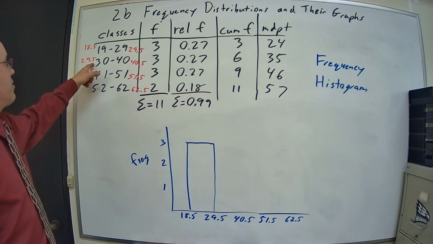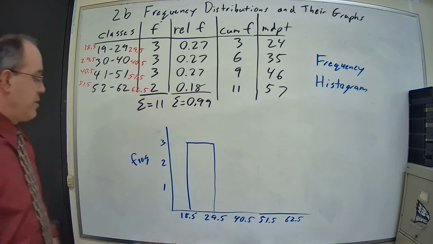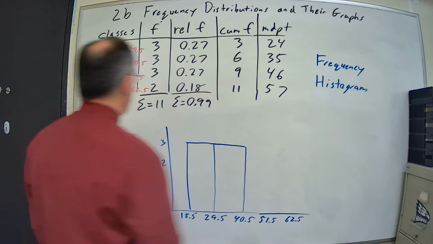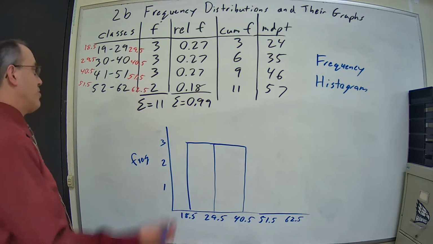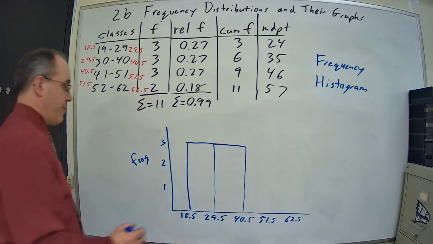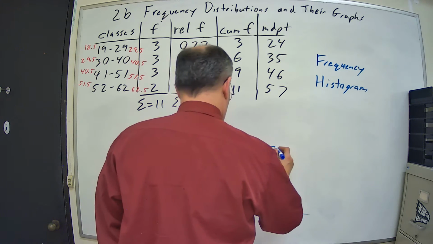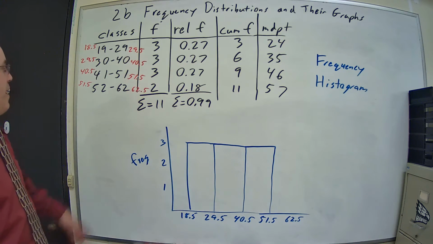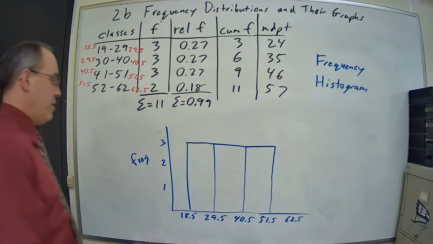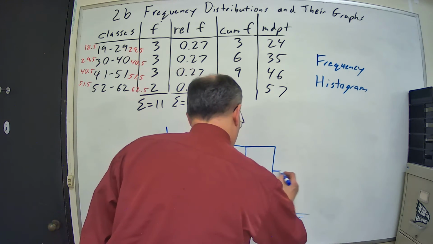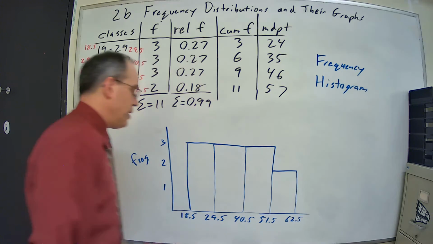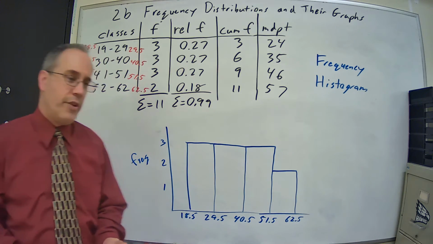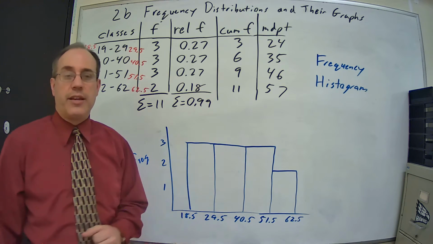My next class starts at 29.5. It also has a frequency of 3. So it's going to start there and go over to 40.5. Next one has a frequency of 3. It's going to go over and go down to 51.5. And then the final one has a frequency of 2. So it's going to start at 2, go over, and go down. And I have created probably one of the most boring frequency histograms that I have ever created in my life.